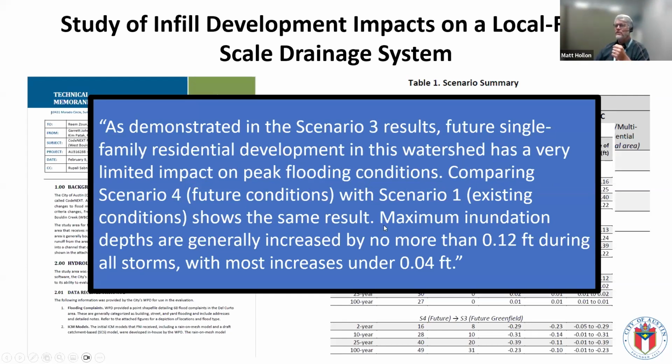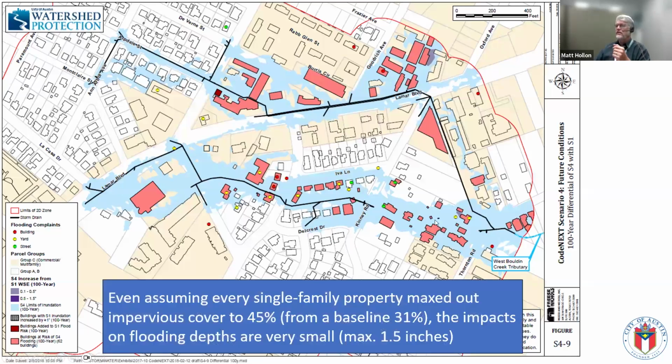Comparing scenario 4 future conditions with scenario 1 existing conditions shows the same result. Maximum inundation depths are generally increased by no more than 1.12 feet, which is kind of the 1 inch or so, inch and a half range during all storms, with most increases under 0.04 feet. So, extremely light impacts. Here's the 100-year differential, comparing the 100-year flood with and without the infill.